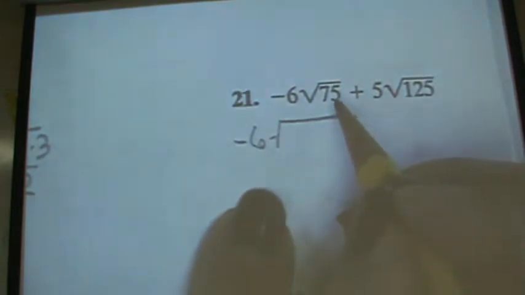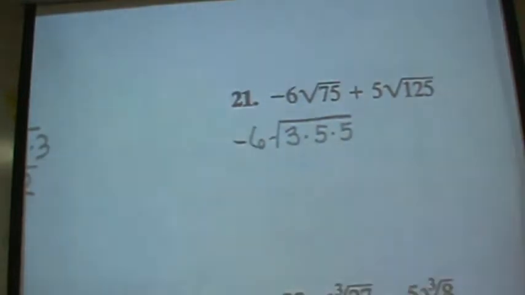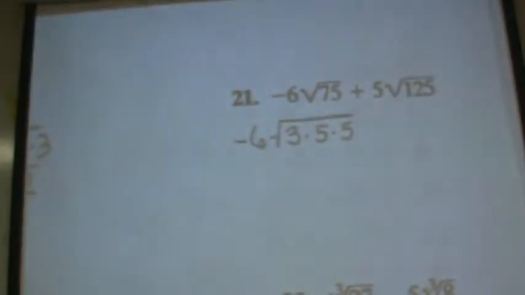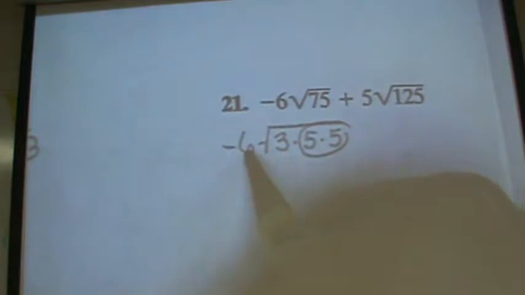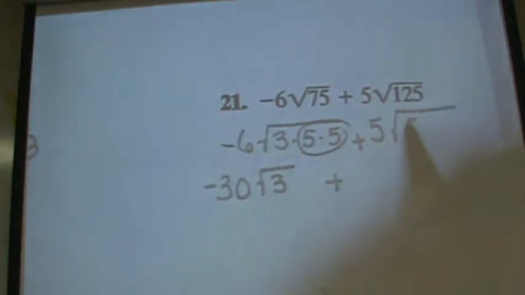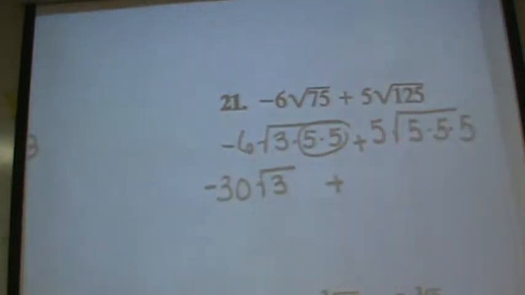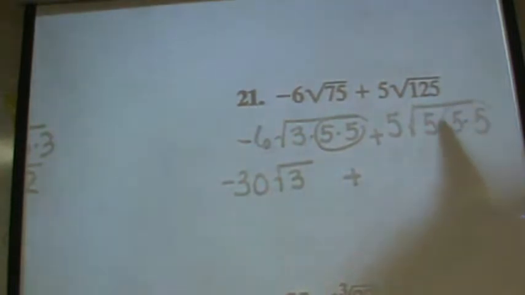Okay, you have negative 6. Well, 3/4 is 75. So if you pull this 5 out, 5 times negative 6 is negative 30 root 3. And then 5 times 5 times 5 is 125. So you're going to pull a 5, multiply it by that 5.